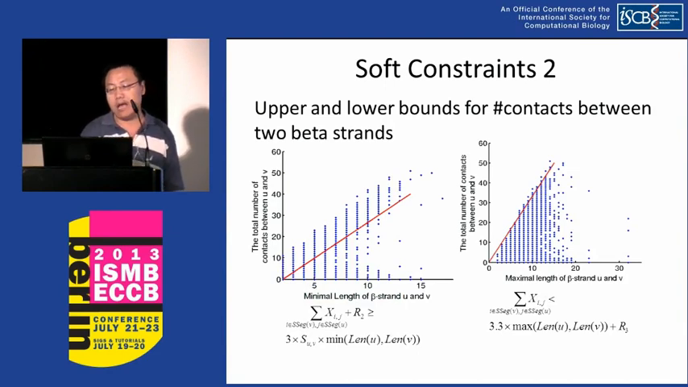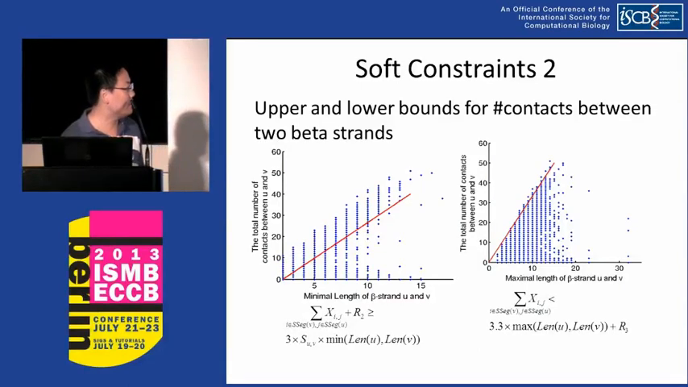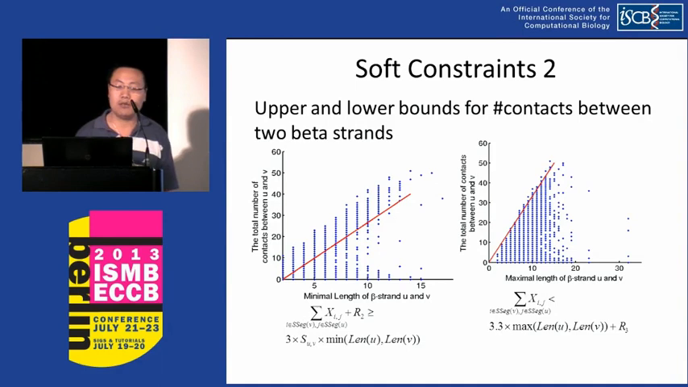We can also put upper and lower bounds on the number of contacts between two beta strands. The left figure shows the lower bound of the number of contacts between two beta strands. The figure shows some statistics, and the secondary structure is the predicted secondary structure, not the real one. The right figure shows the upper bound for the number of contacts between two beta strands, and you can see the upper bound is almost linear with respect to the length of the beta strand segment.